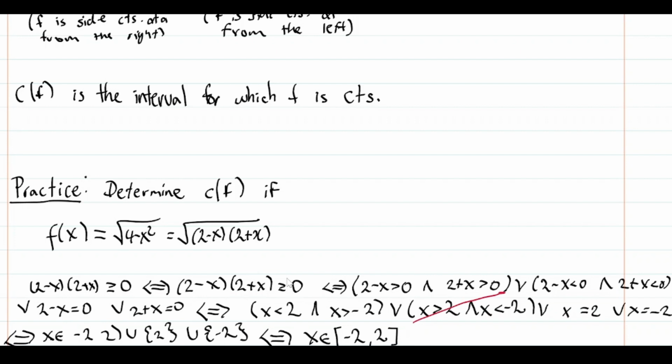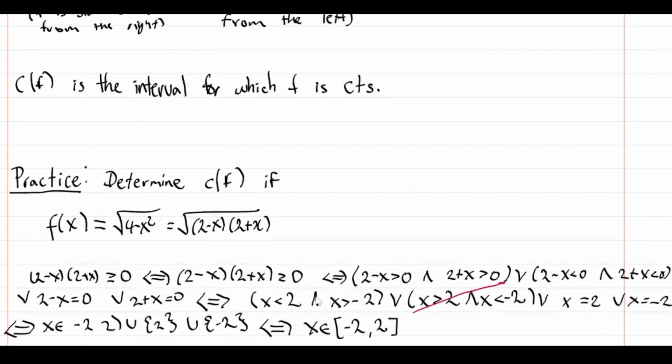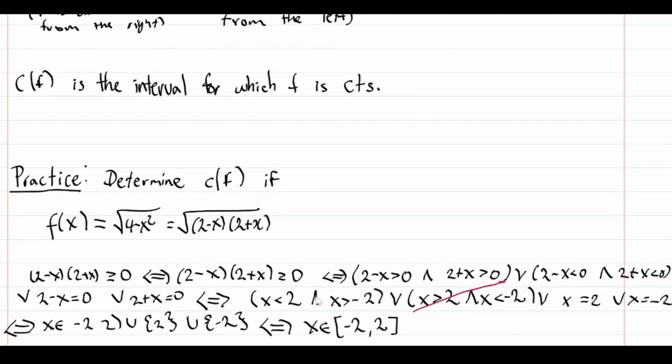We'll cross this out because this is a contradiction. It's not possible for a number to be greater than 2 and less than minus 2 at the same time. And, or x is equal to 2 or x is equal to minus 2. Now the or in intervals, in this case, is just going to become union. So x has to be in the interval from minus 2 to 2, exclusive, union minus 2, or x belongs to this interval minus 2 to 2 with brackets.